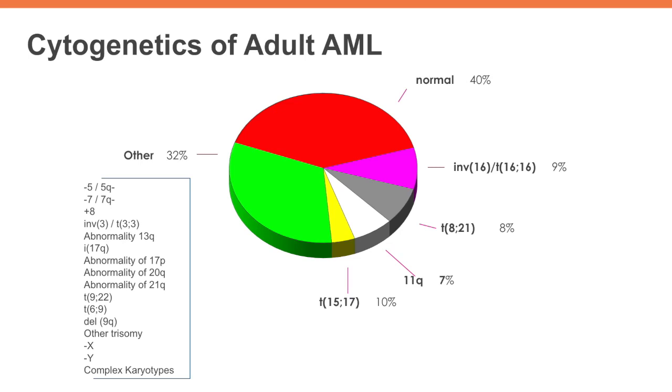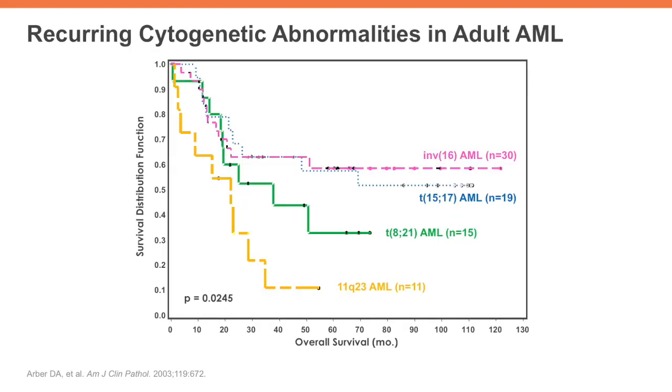Because cytogenetics are important. In this pie chart shown here, you can see that using cytogenetics, you can classify patients into different subtypes of acute myeloid leukemia. And that has importance in terms of overall survival. Whereas patients with certain recurrent genetic abnormalities, such as inversion 16, 15;17, and 8;21, have a better overall survival than those with, say, 11q23 AML.